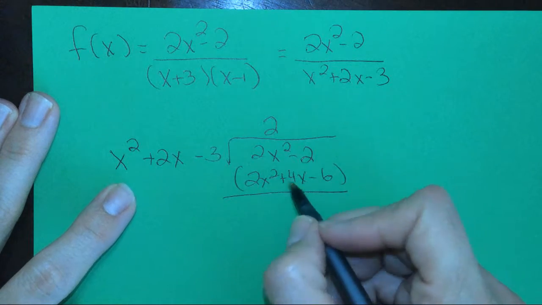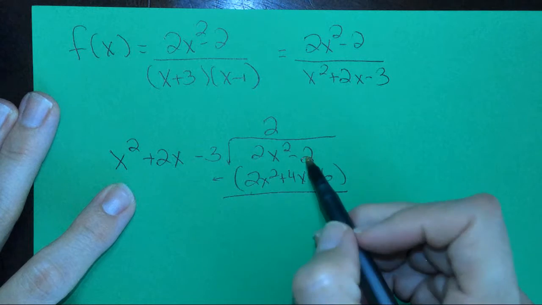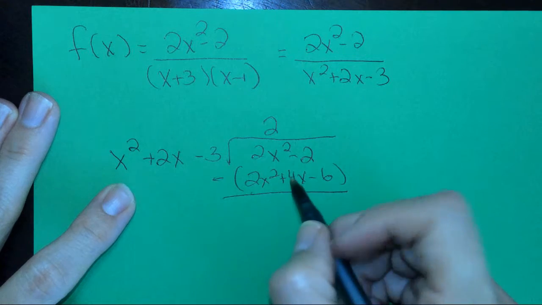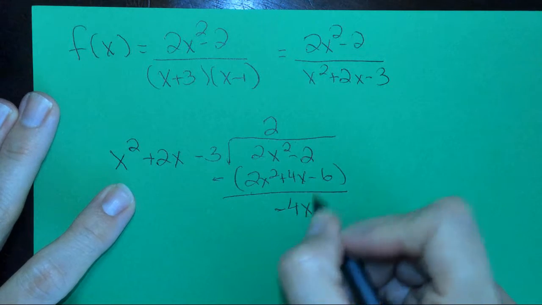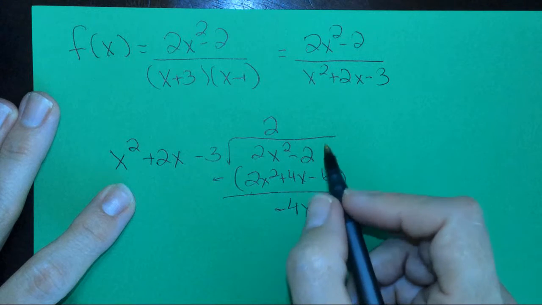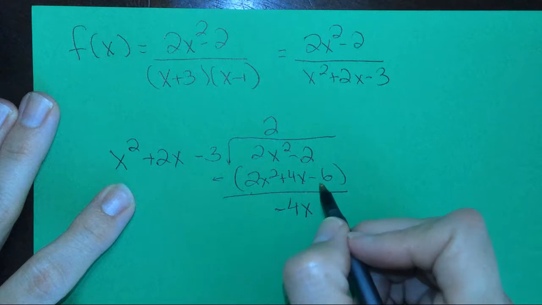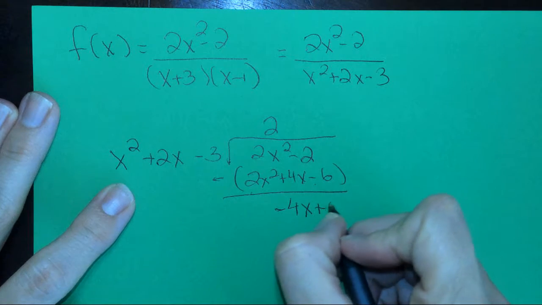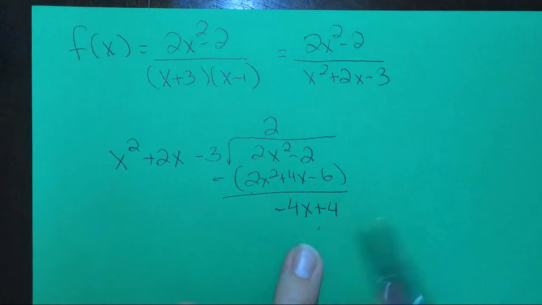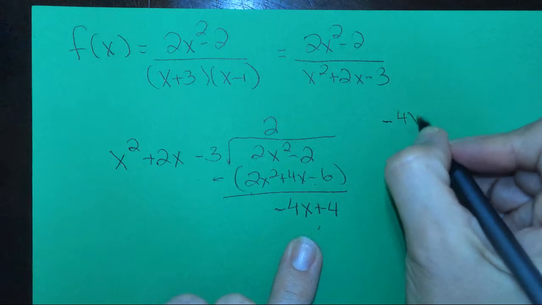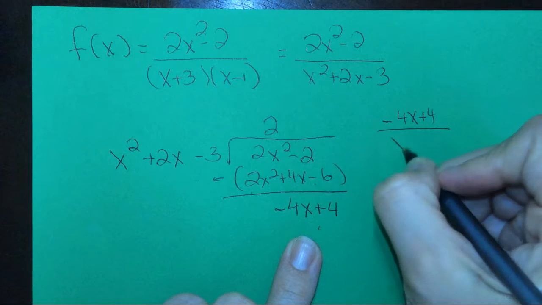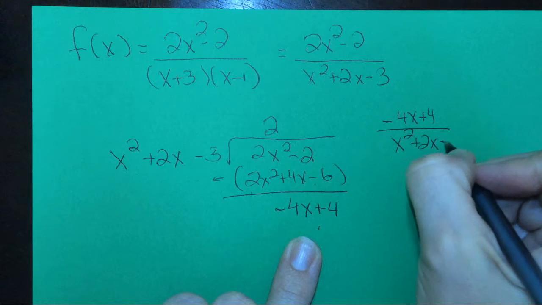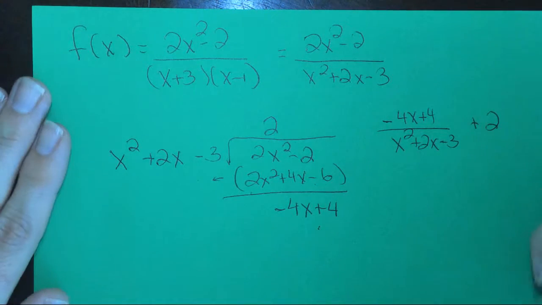So the 2x squareds will cancel. I have 0 x's minus 4 x's, so I have a negative 4x. And I'm going to bring down: I have a negative 2 minus a negative 6, and negative 2 minus a negative 6 is a positive 4. Okay, remember, this is my remainder. So I have negative 4x plus 4 over x squared plus 2x minus 3, plus 2.